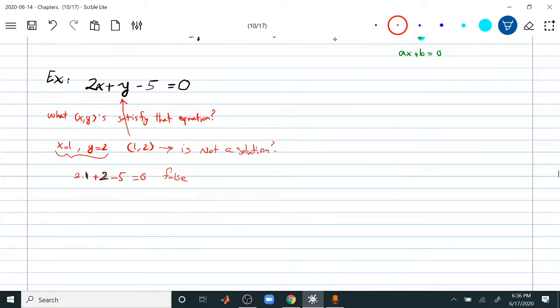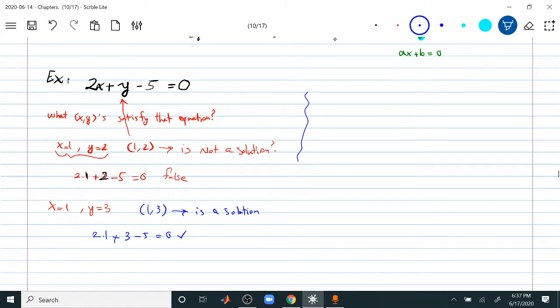So how do I find the solution? Do I need to go through every number and check to see, for example, if I pick 1 for x and 3 for y, does that work? Let's try this. I'm replacing 1 and 3 into the equation. 2 times 1 plus 3 minus 5 equal to 0. And you will see that there is a true statement. That means 1 and 3 is a solution. Is that the only solution? Maybe there are more solutions.